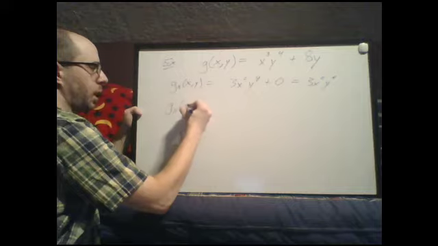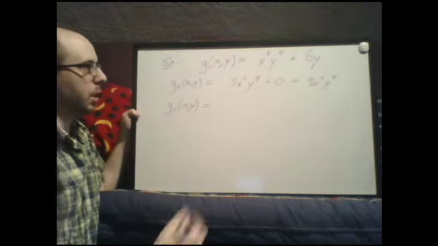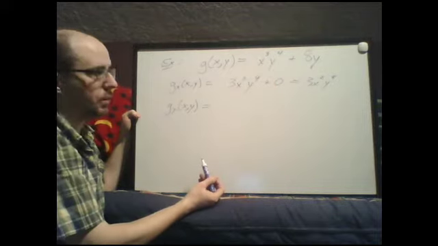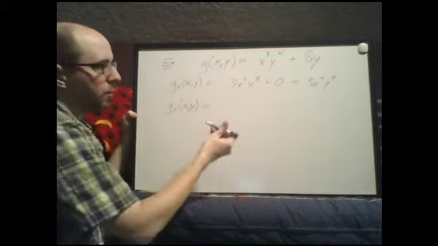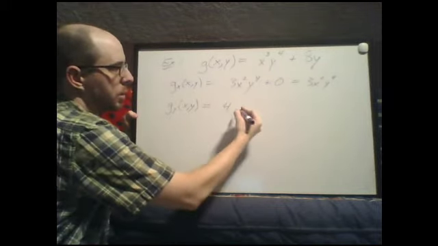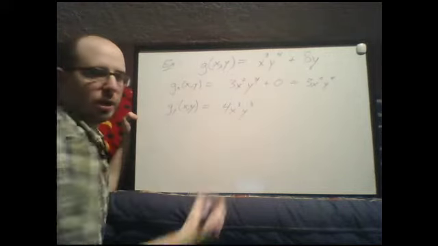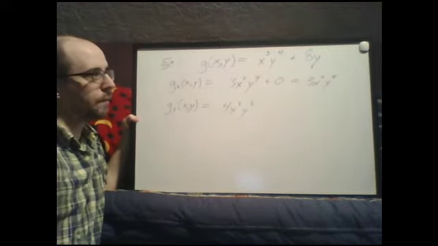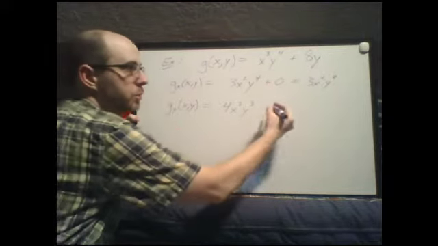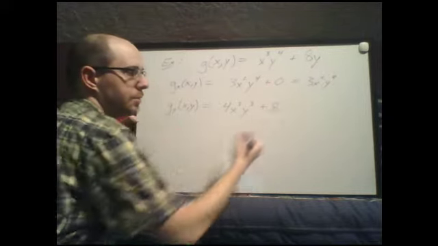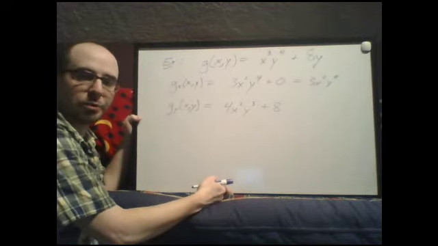G sub y, well, now the x part is constant, basically a coefficient. Taking the derivative of y to the fourth would give me a 4 that comes down. The x cubed is already there, and I'd have y cubed left over for my power rule. But now the 8y involves y, so its derivative is now 8. So 4x cubed y cubed plus 8 is my derivative with respect to y.